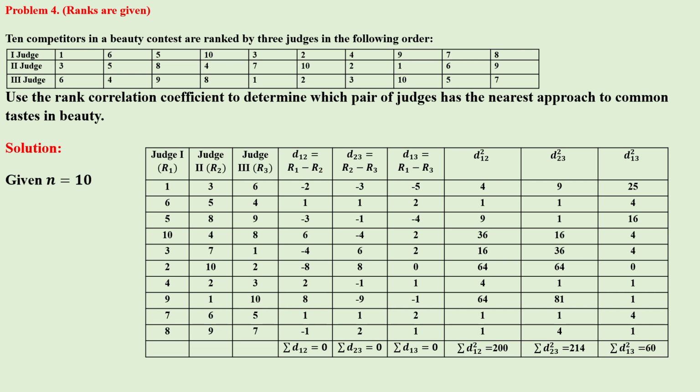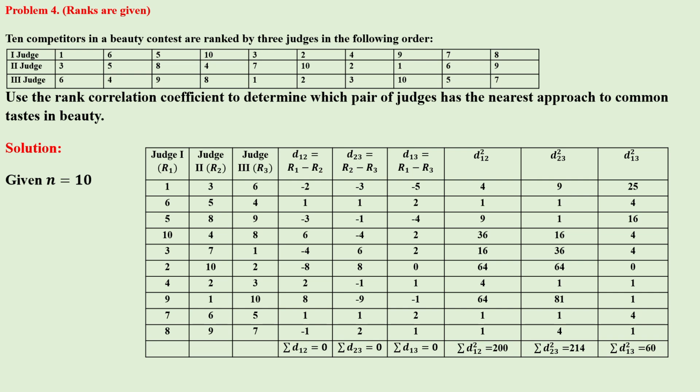Next square the fourth column, that is D12 square. Square of minus 2, 4. Square of 1, 1. Minus 3 square, 9, etc. So you will get 4, 1, 9 in the D12 square column. Adding all those things, you will get summation D12 square, which is equal to 200.